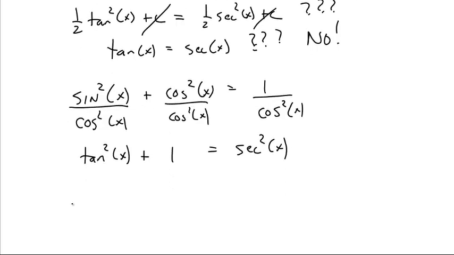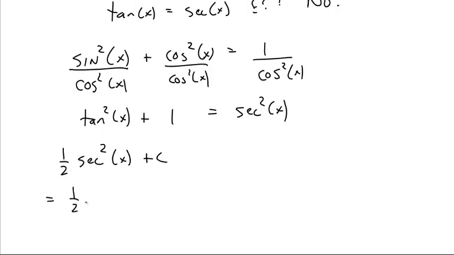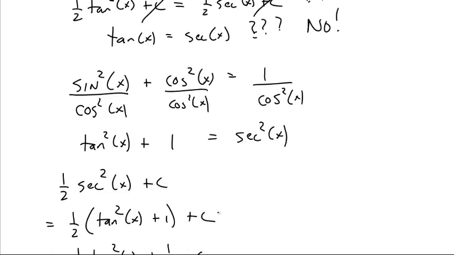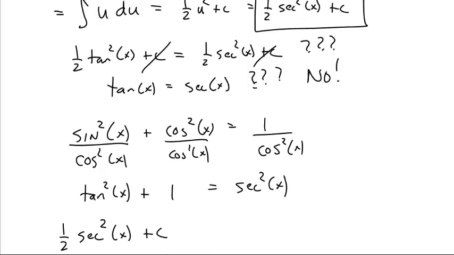That is to say that if we have 1/2 secant squared of x plus c, this is the same thing as 1/2 tangent squared of x plus 1, plus c, because secant squared is tangent squared plus 1. And if you multiply this out, you get 1/2 tangent squared of x plus 1/2 plus c. And this is what's going on. The trick is, when we subtracted c from both sides, we were assuming that the constant over here was the same as the constant over here because we used the same letter.